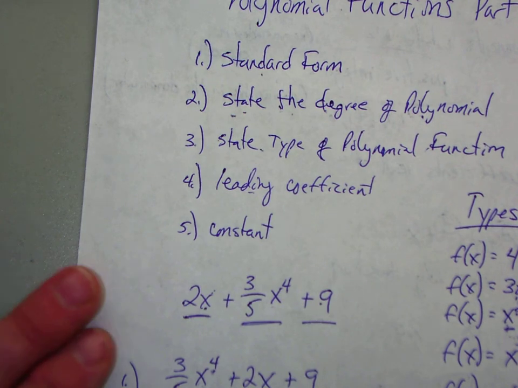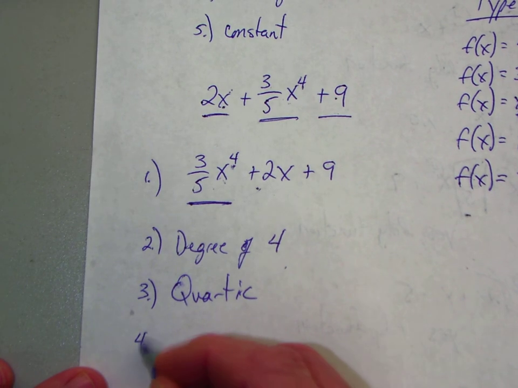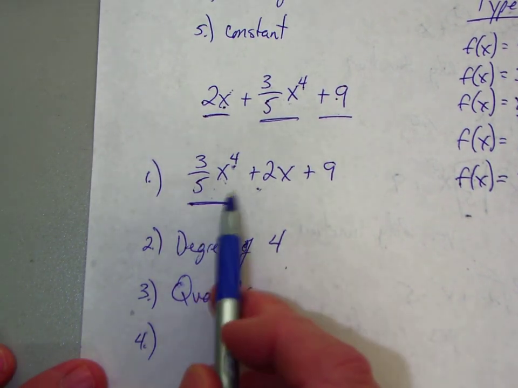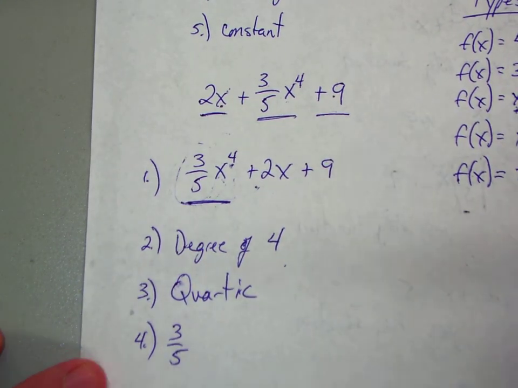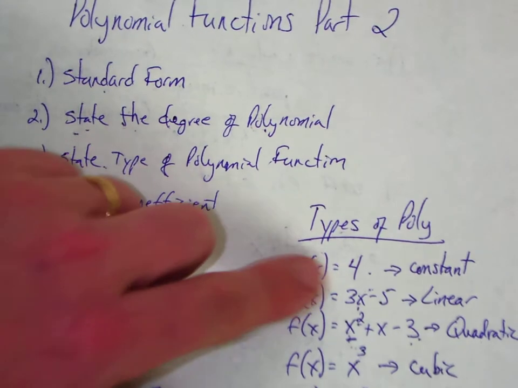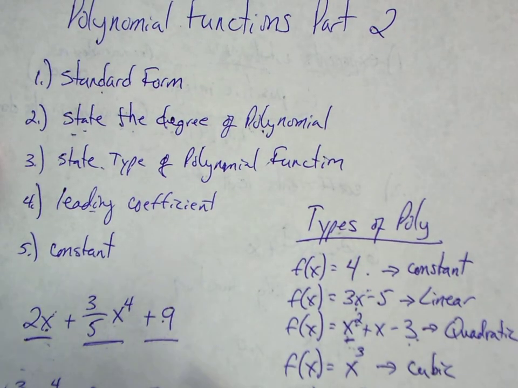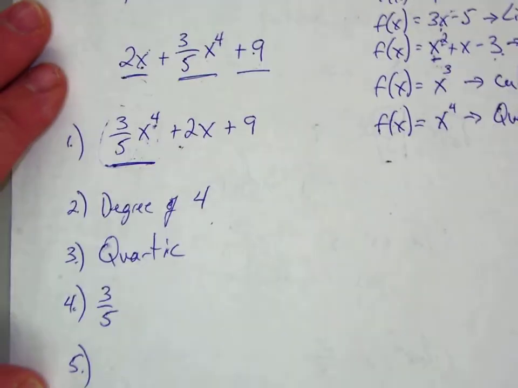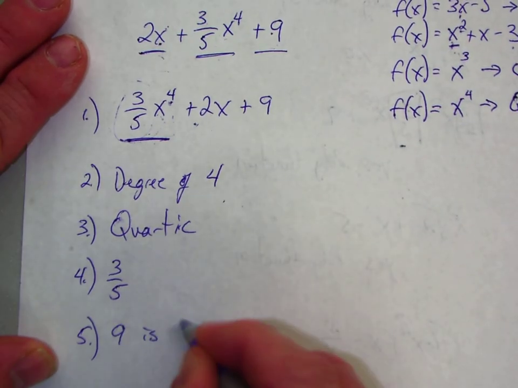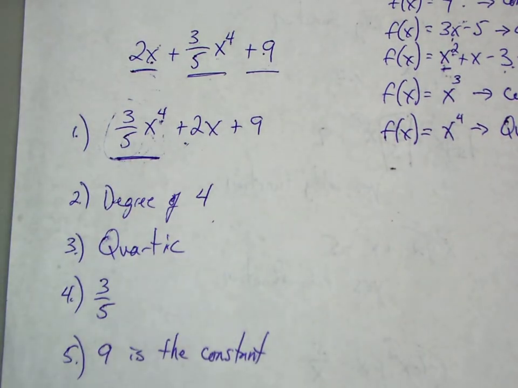Now the 4th part, leading coefficient. The first term is this right here, so the coefficient is 3/5. So the leading coefficient is 3/5. And the constant term, if you notice back at the types, means it does not have a variable. So in these 3 terms, which one does not have a variable? This one. That is called my constant. So 9 is the constant. These are the 5 things I want you to state when you give me a polynomial function.